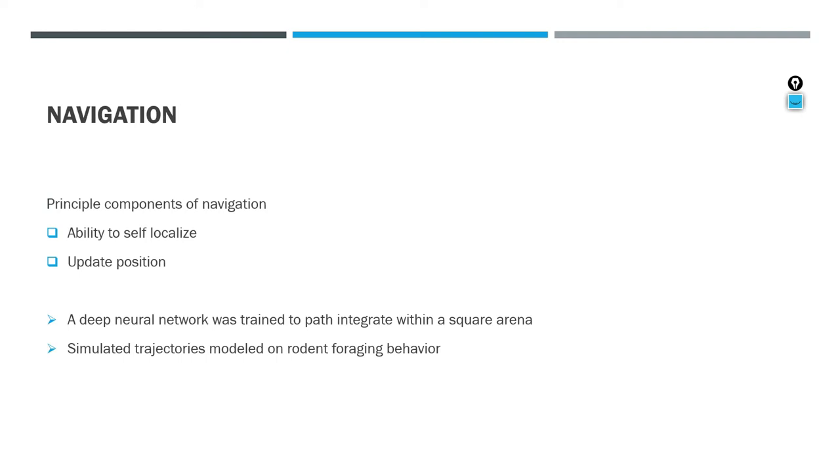Here, the authors mainly focused on two core components of navigation. The first one is the ability to self-localize, and the second one is to update its position based on self-motion. A deep neural network was trained to path integrate within a square arena. They simulated trajectories modeled on rodent foraging behavior, as I've said earlier, focusing on the behavior when a rat or mouse is searching the environment for food or any kind of provisions.